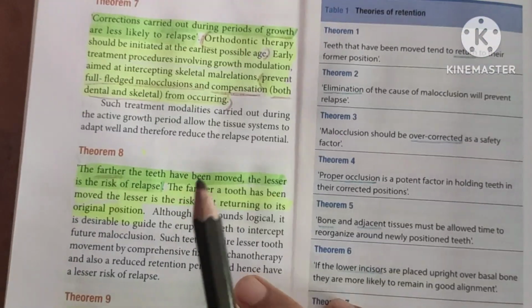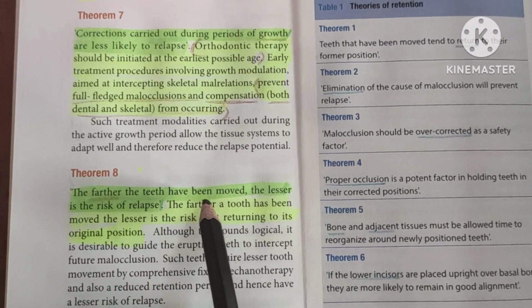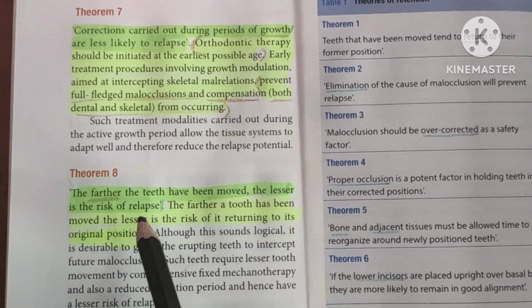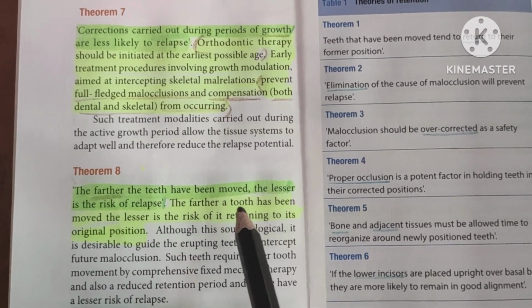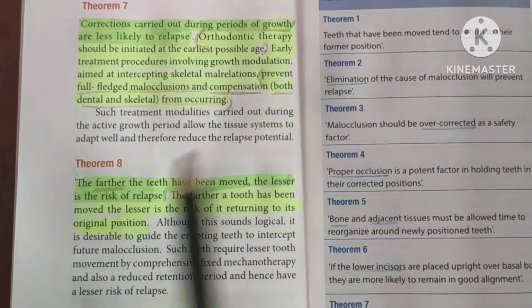Now, next is theorem 8, which is F. F. The farther the teeth have been moved, the lesser is the risk of relapse. The farther a tooth has been moved, the lesser is the risk of returning to its original position.